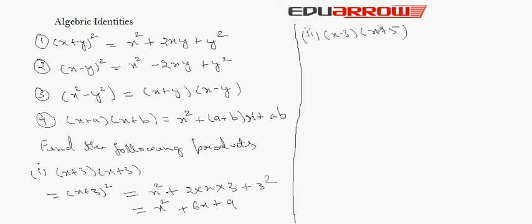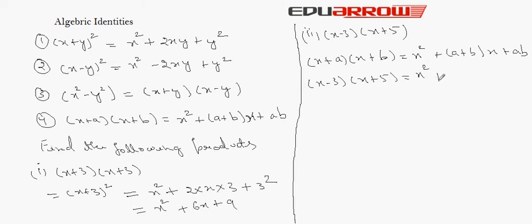Now next example is (x − 3)(x + 5). By using the fourth identity, we can solve it as (x + a)(x + b) = x² + (a + b)x + ab. Here a is −3 and b is 5. So we can write here, (x − 3)(x + 5) = x² + (−3 + 5)x + (−3)(5). Now this can be written as x² + 2x − 15.